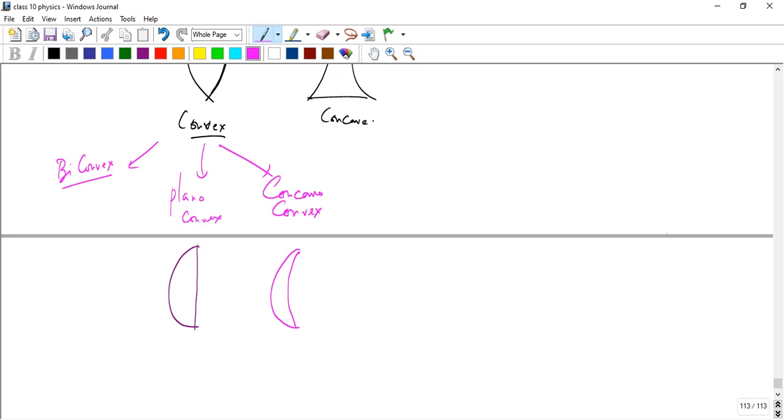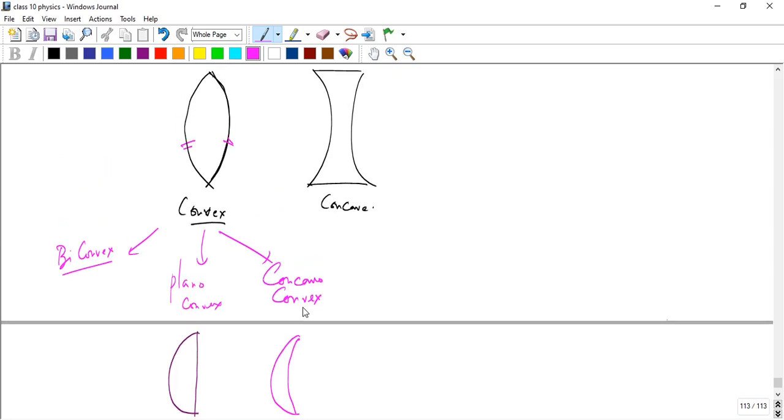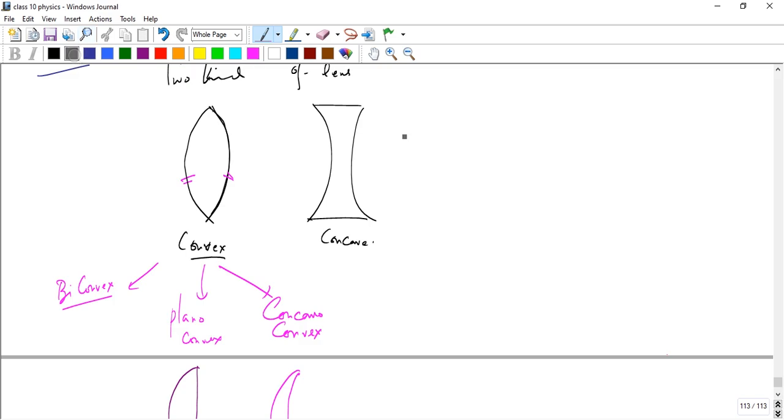Similarly for concave lenses. These are the biconvex lenses, and these are the biconcave lenses. Means there is a concave surface here and a concave surface here. We attach these two to get a biconcave lens.